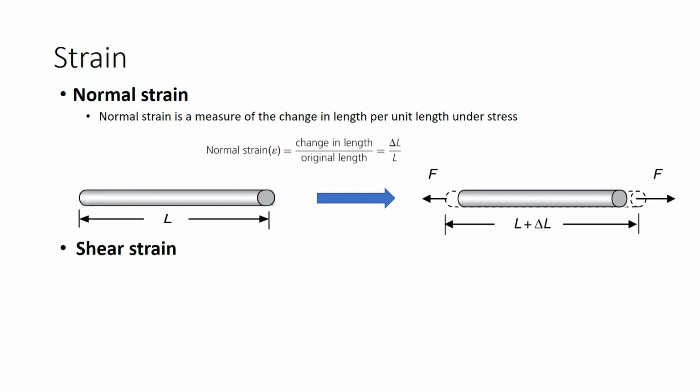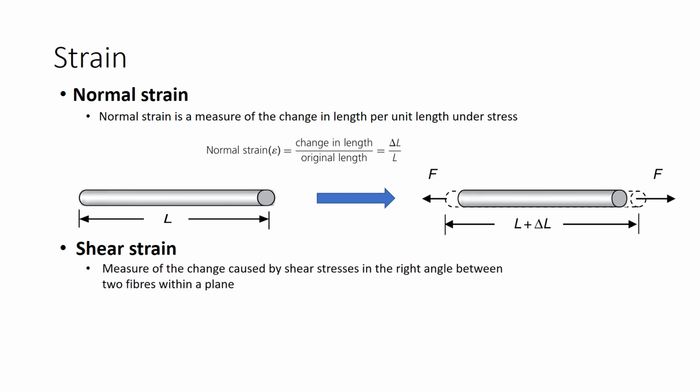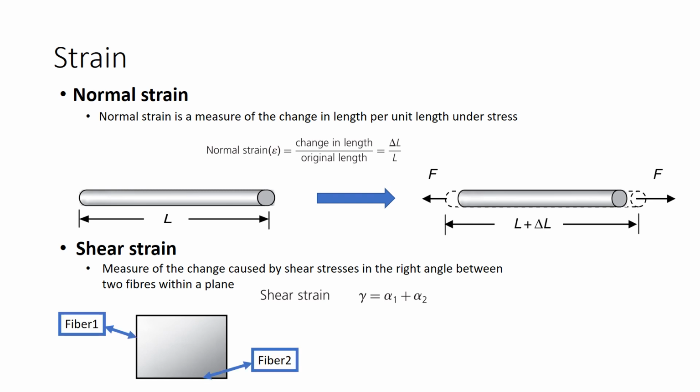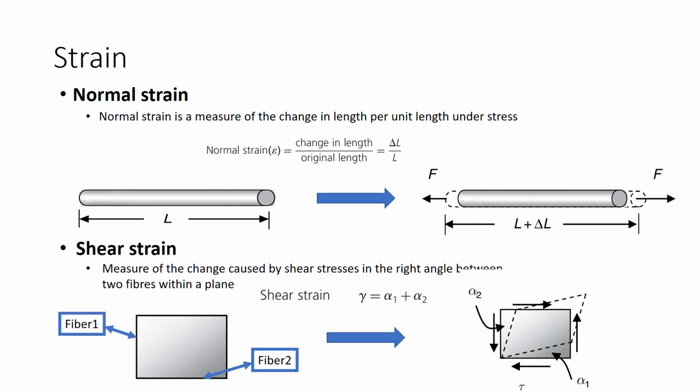Similarly, we have shear strain. When a shear force is applied, the body will deform, and the measure of the change caused by the stress is the change in the right angle between two fibers within a plane. You can see the figure here. So this is our rectangular box, fiber 1 and fiber 2. When you apply a shear force on this, you can see how it is getting distorted. So our total shear strain will be alpha 1 plus alpha 2.